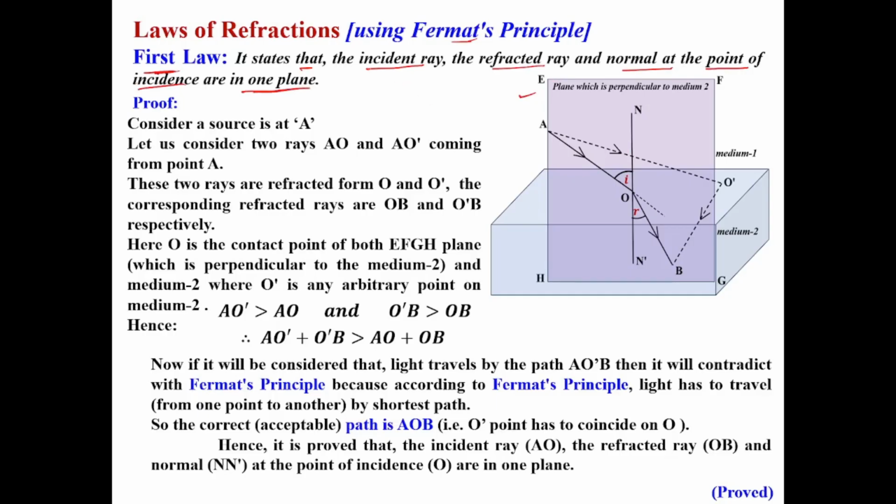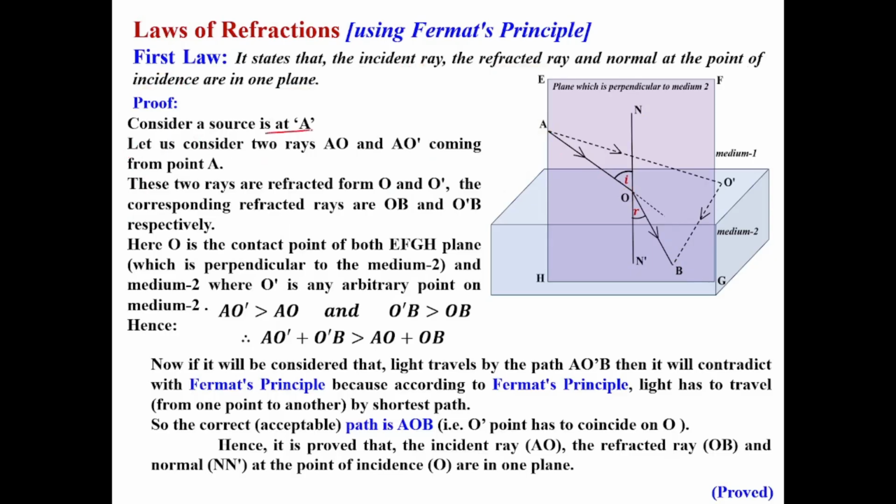Okay, consider this figure. Here the incident ray is AO, the refracted ray is OB, and the normal is N dash at the point of incidence O. These three have to be present in one plane. That we are going to prove. For that, here I have written some notes. You can write them in your notebook from an exam point of view.